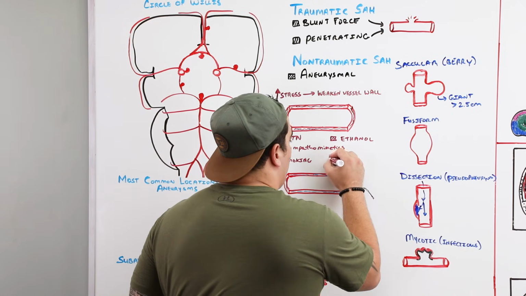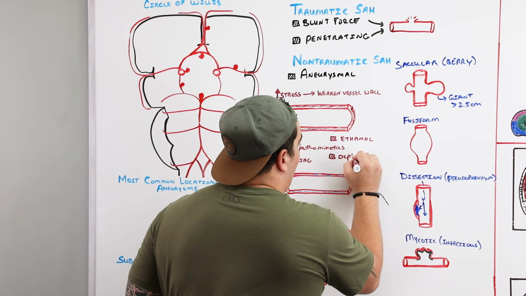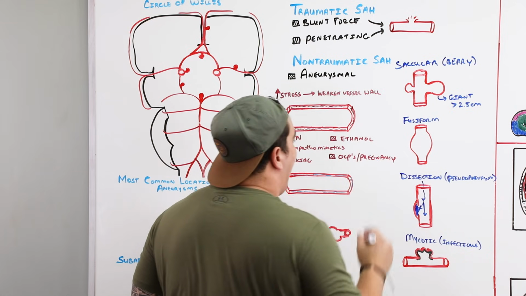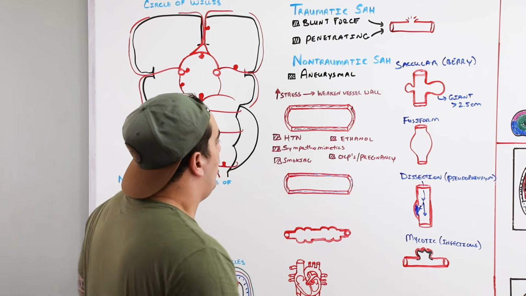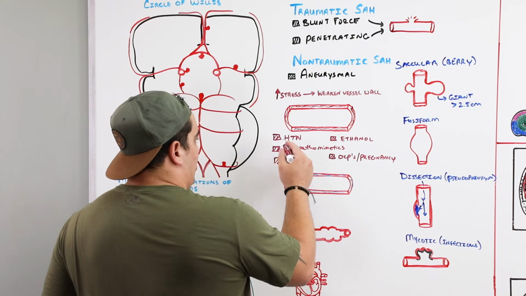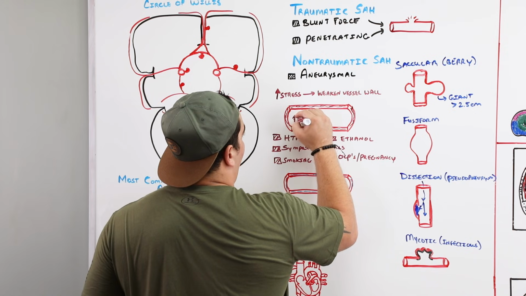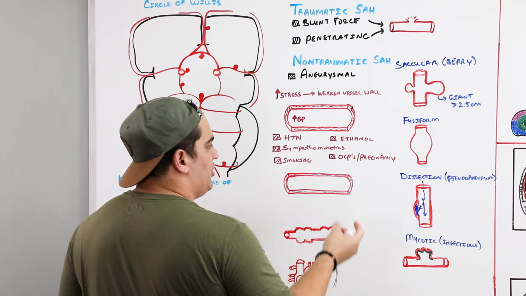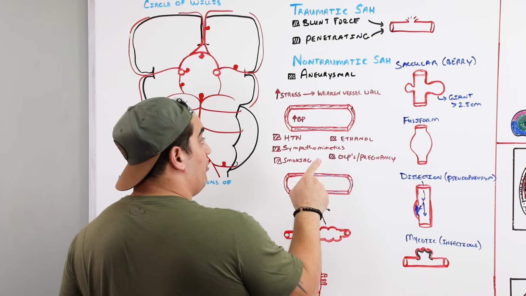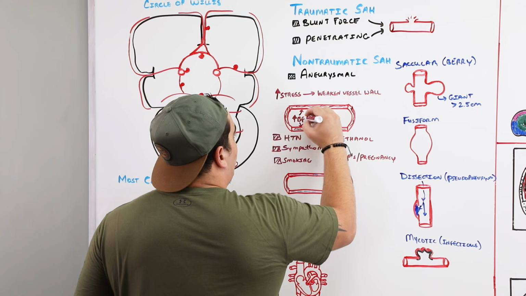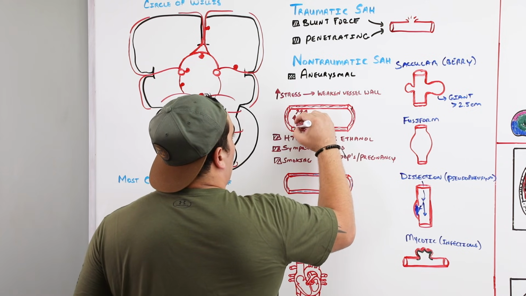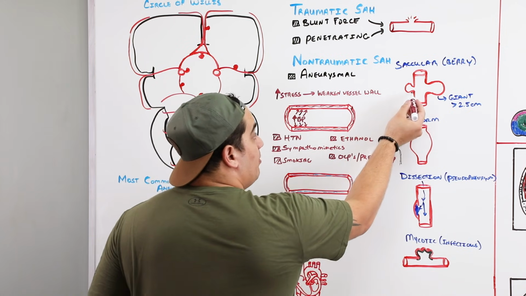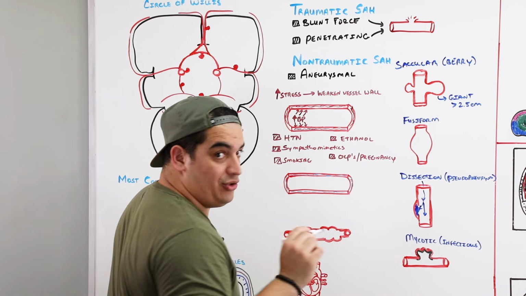One more that I want you guys to remember here is oral contraceptives, or we can even add on here pregnancy. Now let me explain how these things actually do this. The big thing to remember is hypertension. So hypertension, sympathomimetics, smoking, oral contraceptives, all of these things can actually increase your blood pressure. And as you increase your blood pressure, you put lots of stress on these vessel walls. Over time, that can weaken these walls, making them more susceptible to becoming dilated or having these outpouchings.